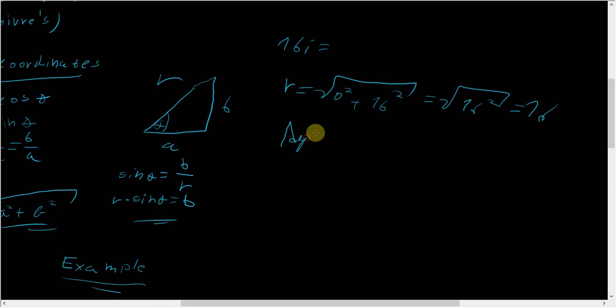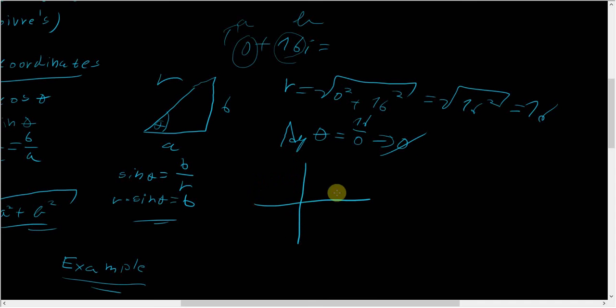Now, our tangent of theta. How are we going to calculate our angle? Is it even possible? Now, this is our b. This is our a. Now, we cannot calculate our angle. It is impossible. 16 over 0 is undefined. It doesn't really mean anything. So we'll stop at that. We cannot define it. It's just the point on our imaginary line, this 16i.